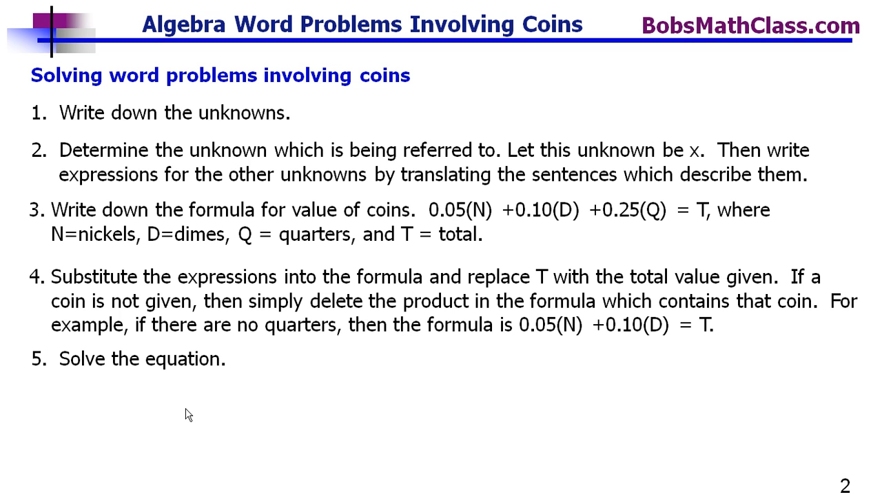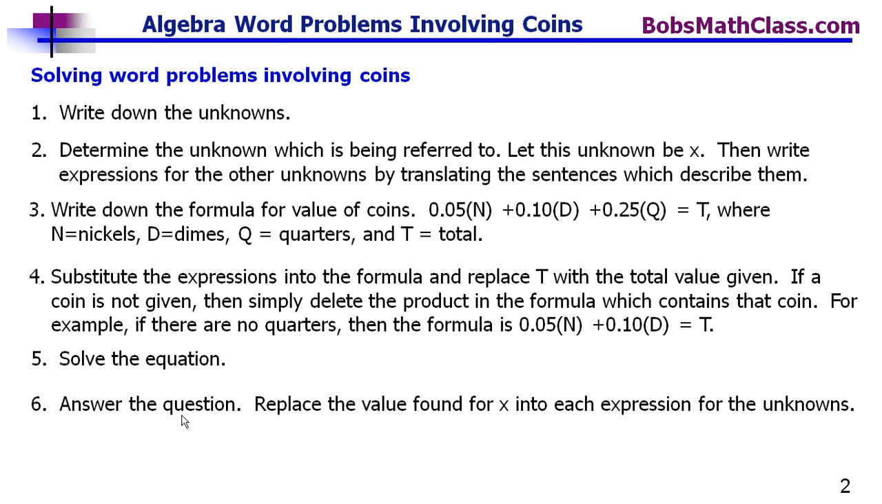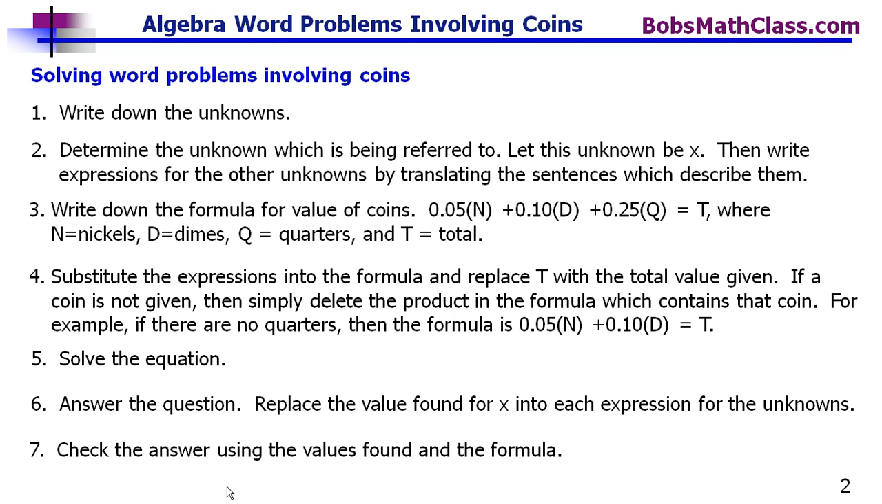Okay, number 5. Solve the equation. Once we're done solving it, we need to make sure that we answer the question. Replace the value found for x into each expression for the unknowns. So we just answer how many nickels, dimes, and quarters there are. And then last, check the answer using the values found in the formula. So that's what's great about word problems. We could check our answer and make sure it makes sense.